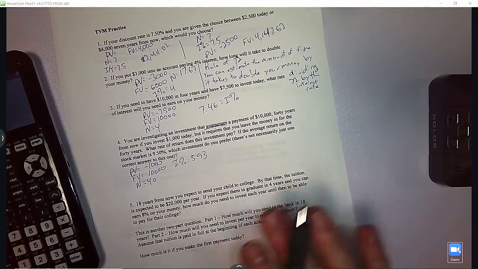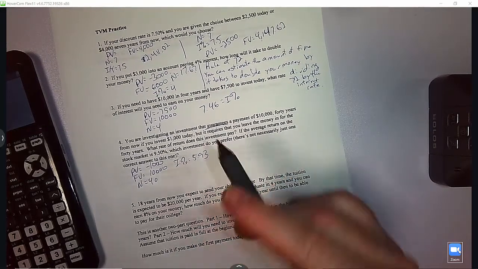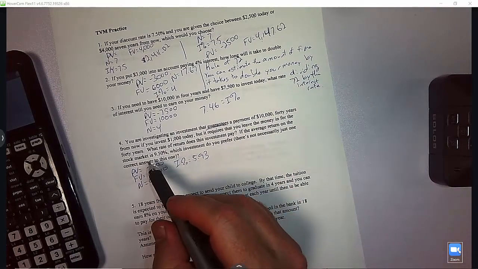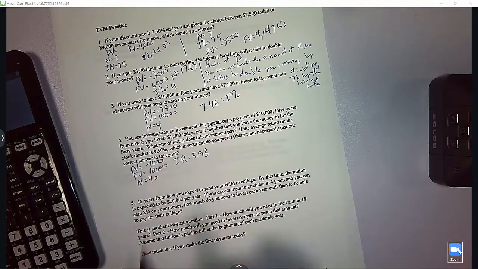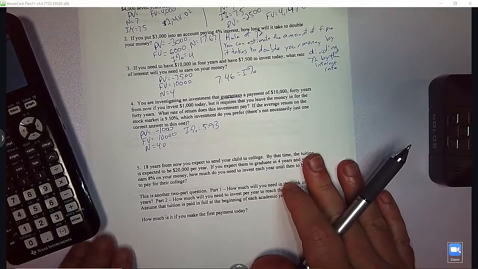A positive thing about the stock market, though, is that it doesn't require you to leave the money in for 40 years. So if you needed the money in the meantime, you could take money out of your stock market investment. So those are a few things to consider when looking at this problem and thinking about it. The next question is one where we actually have to solve for two problems.